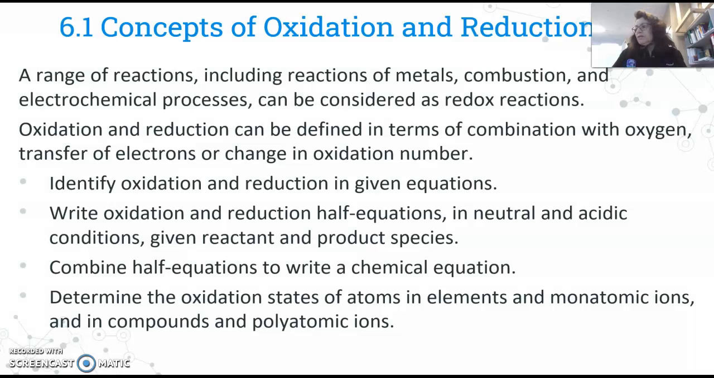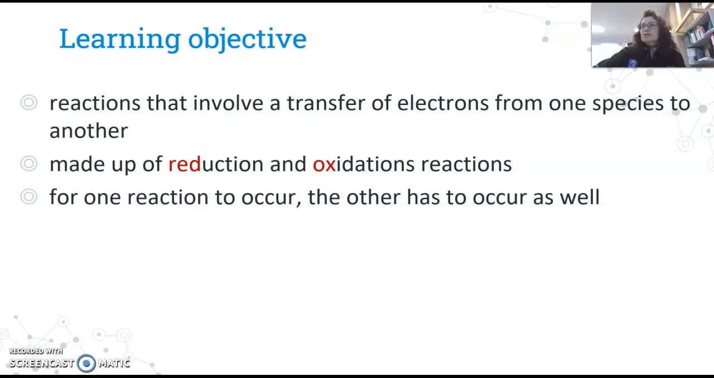We're looking at redox reactions for this topic, topic 6, and in particular today we're looking at concepts of oxidation and reduction. So our learning objective is to learn that redox reactions involve a transfer of electrons from one species to another. They're made up of a reduction and oxidation reaction. So it's always a combination. For one to occur, the other has to be there as well, and that is why the reduction and the oxidation gives us the word redox.